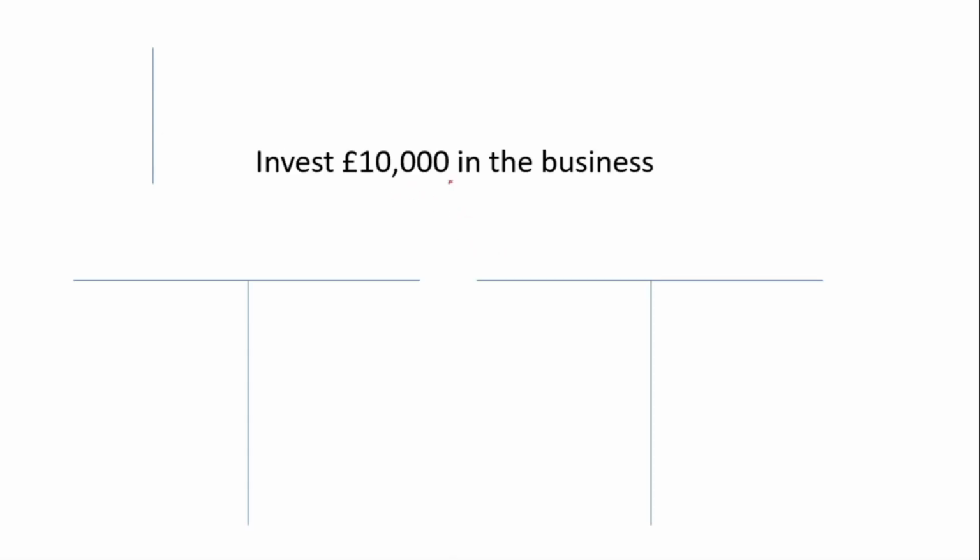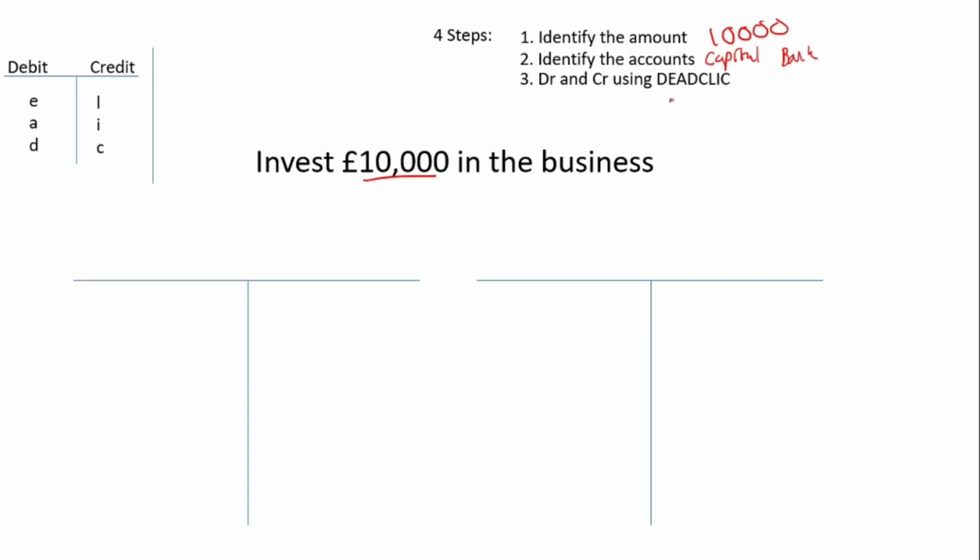Transaction 1 says they've invested £10,000 in the business, so using the 4 steps. Step 1 says to identify the amount, so we're going to use £10,000. Step 2 is to identify the accounts. Well, someone has invested in a business, that makes them part of the owners, so that's going to impact on the capital. And because they've put money in the business, it's going to increase the business funds, which will affect the bank.